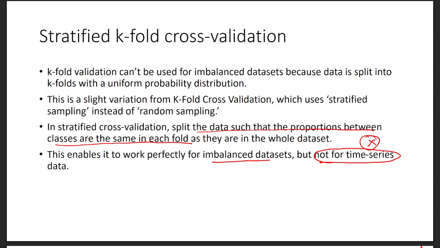K-fold splits data uniformly, which is dangerous if you have imbalanced data. For example, if the data is 90% dog and 10% cats, two categories are there. One is 90% dog, and the remaining 10% is cat. So it will not work properly. So for that we have stratified k-fold cross validation. Okay.